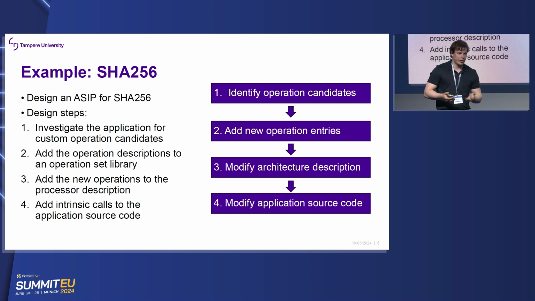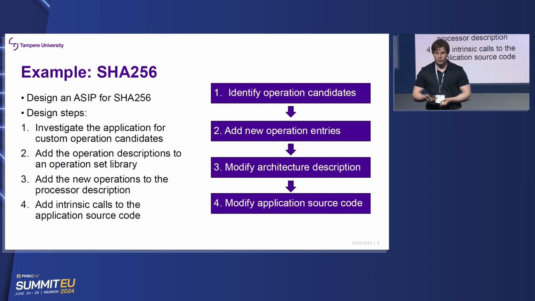Now that we have a good idea what the tool can do, we can go through this simple case study example. So we can design an ASIP for the secure hash algorithm. And usually you have to divide this into four different steps. So first, of course, you have to know what your operation candidates should be. Then you add these entries to an operations database. Then you modify your architecture description to include these operations. And finally, you can modify the application source code to invoke the custom instructions with the intrinsics.